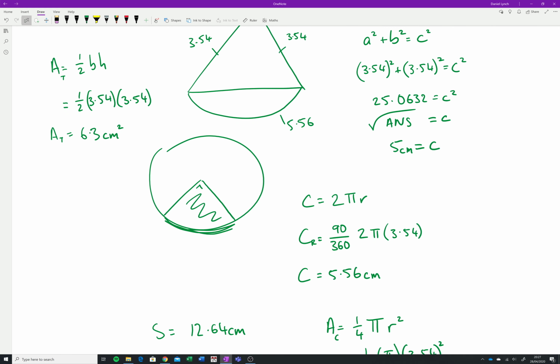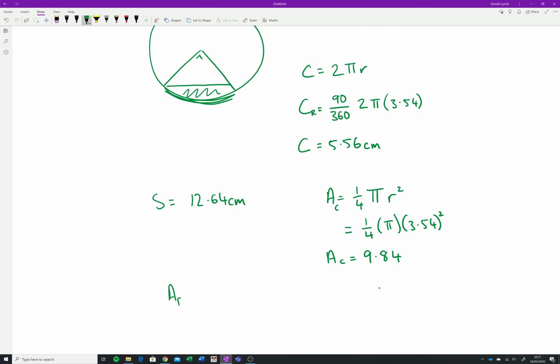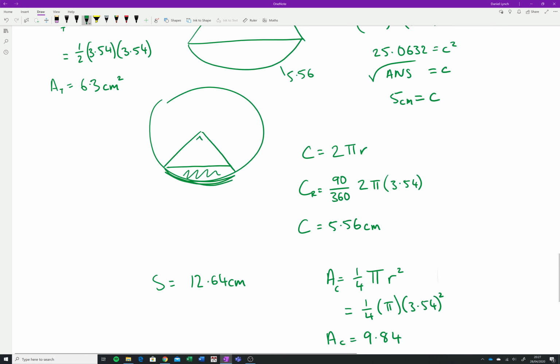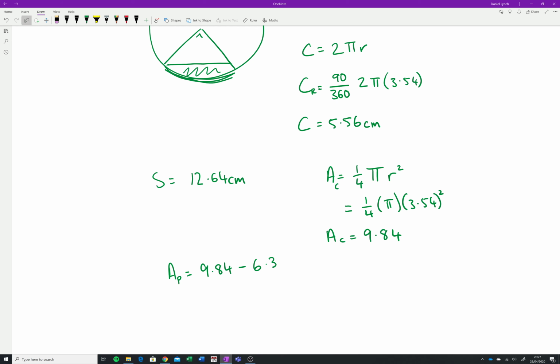Now what we're after is the triangle that's above that. If we take away that triangle, it will leave us with the pendant, or the gem, or whatever we want to call it. So the area of the pendant is the whole area, 9.84, minus the triangle, which was 6.3, again to 1 decimal place. So the pendant is 3.5, and those are centimeters squared.